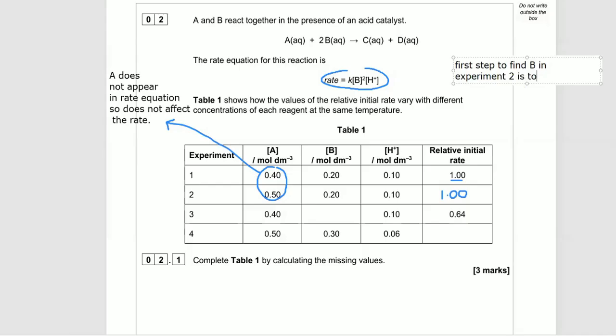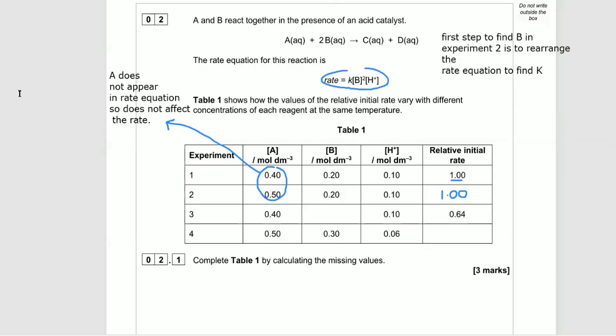So the first step into finding out the concentration of B is we're going to need to solve the rate equation to find k, because we can't find B without k. So let's rearrange the rate equation to find what k is. So here's the rearrangement. We're going to take rate, divide it by B to the power of 2, or B squared, times the hydrogen ion concentration, and that will give us k.